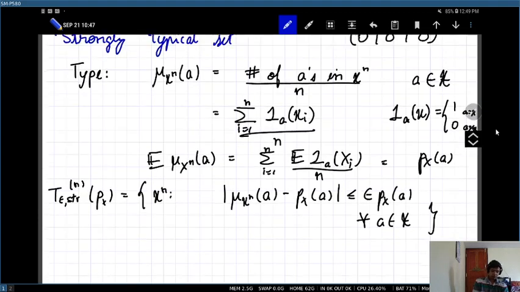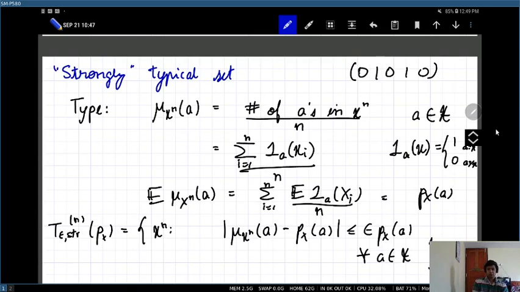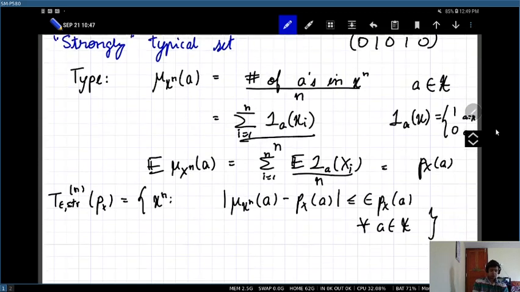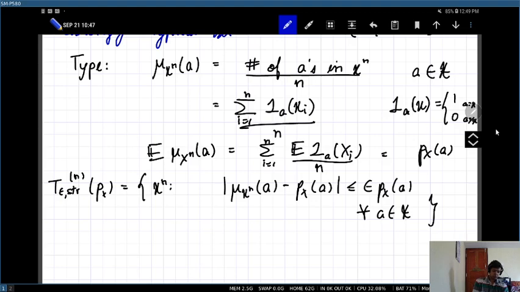And the strongly typical set essentially captures this property. The strongly typical set, denoted T epsilon strong of n of px, is the set of all those sequences whose type is very close to the true probability. So it's the set of all sequences xn such that the type mu xn of a minus px of a in absolute value is less than or equal to epsilon times px of a, and this happens for all symbols in the alphabet x.